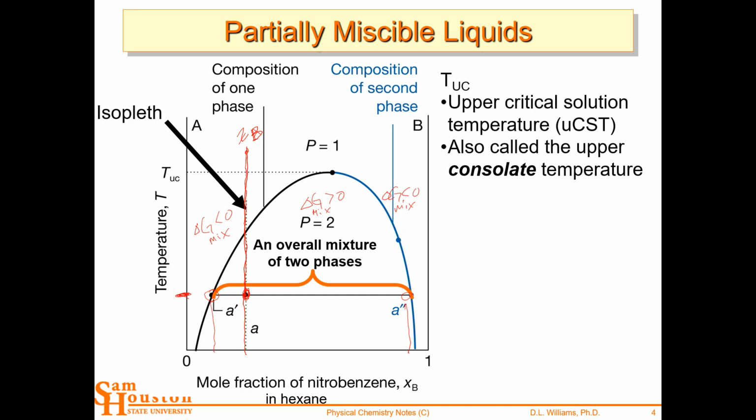Following that line vertically, so a vertical line in a TX and a PX phase diagram is called an isopleth. Okay. Straight across would be an isotherm. Up and down, and this would be called an isopleth.